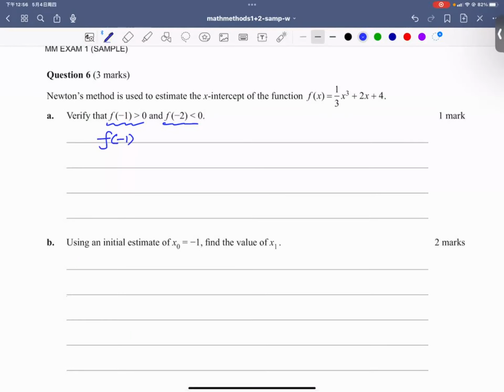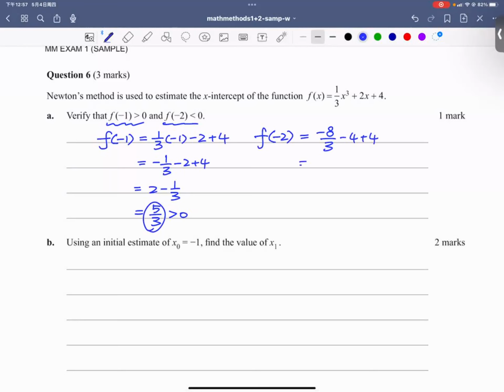Let's say f of minus 1 equals 1/3 times minus 1, minus 2, plus 4. So this is minus 1/3 minus 2 plus 4. Well, 2 minus 1/3 is 5 over 3, greater than 0. But you need to show your calculation. You need to show this value, then say greater than 0. And f of minus 2 equals minus 8 over 3 minus 4 plus 4. Well, basically, this is minus 8 over 3, but it's less than 0. Verified.